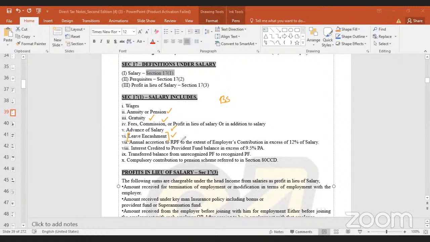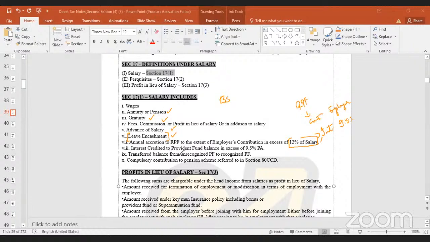Next, annual accretion to RPF. If the employer's contribution is more than 12% of the salary, that is also chargeable to tax. That's also included under the definition of salary. So in RPF contribution, one is the contribution by the employer, if it's more than 12%. Next, if they give an interest to an RPF that is more than 9.5% per annum, that is, interest credited to an RPF account in excess of 9.5%, that is also included under the definition of salary.